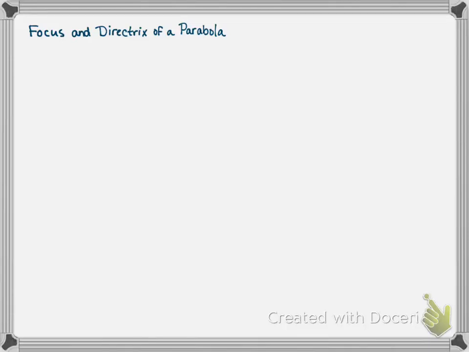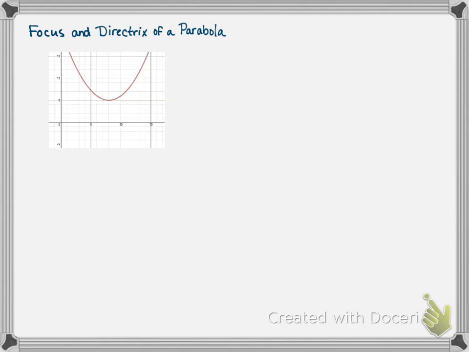The focus and directrix of a parabola. So here we see a parabola that opens up, but we're only going to look at parabolas that either open up or down. In other words, they are vertical parabolas. So all parabolas will have a point, which is called the focus, and a line associated with it, which is called the directrix.